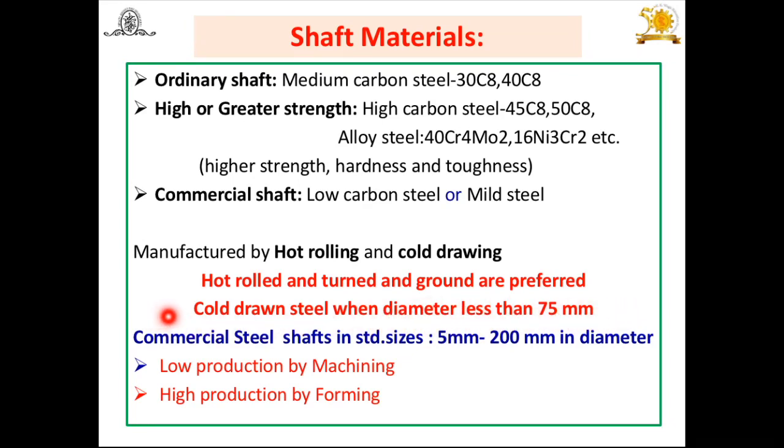That's why hot rolled and turned, ground shafts are prepared. That's the manufacturing method. Again, for low production, the machining method is adopted, and for high production, the forming method may be hot or cold, depending on the requirement and size of the shafts.